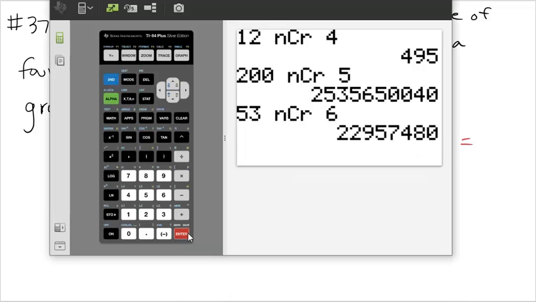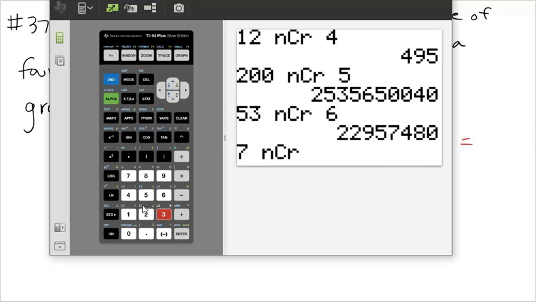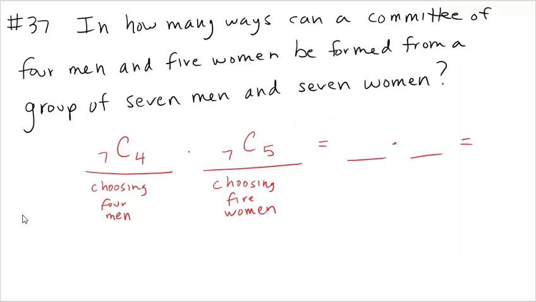So back to the calculator. 7, math, scroll to probability, choice 3, 4. 7C4 is 35. There are 35 different ways you could choose 4 of the 7 men without regard to order.